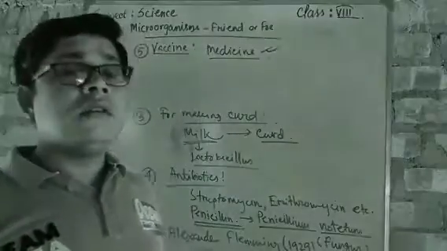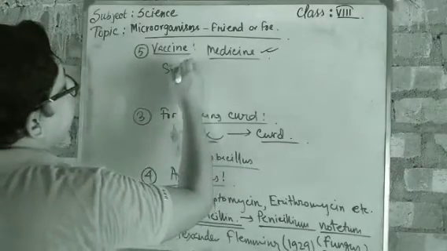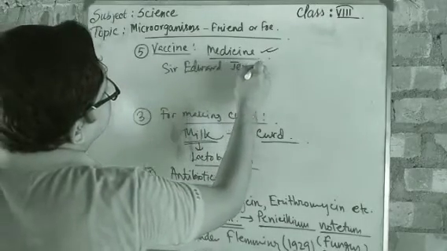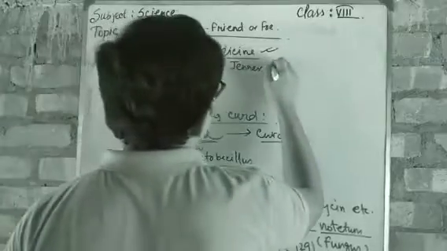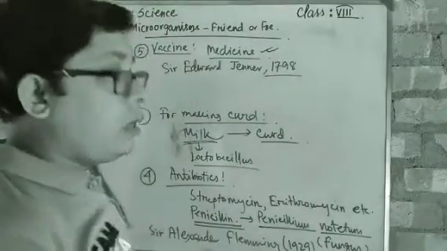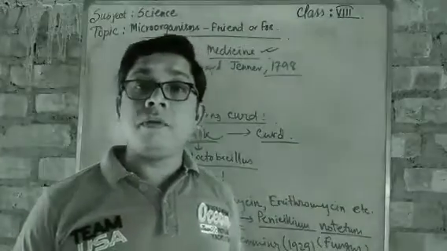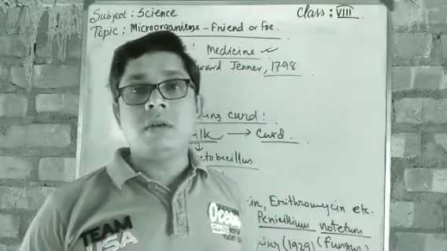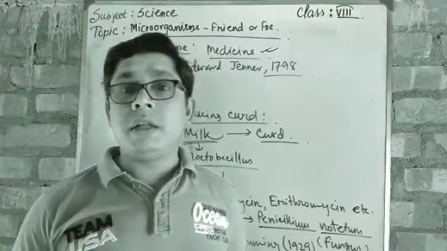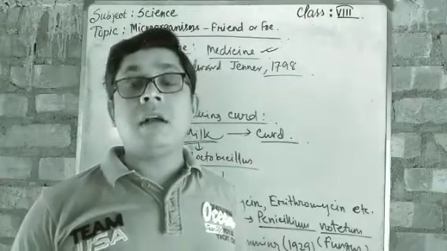Got it? Now, who discovered it first? Sir Edward Jenner first discovered it in the year 1798. He found that at that time people were most of the time suffering from several types of communicable diseases, such as whooping cough, typhoid, cholera, dysentery, and also the common flu.